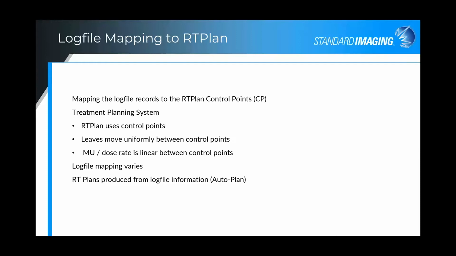And as we can generate these RT plans based on the log files, you can have more control points if your system will allow it, so that you can get more granular detail about what's really going on during the delivery. I would say the log file mapping varies and is dependent on the log file type. For example, the Dynalog file contains no control point mapping, but the trajectory log file, on the other hand, is much easier to map and match to the RT plan control points, because it has direct fractional control points specified within the log file. And I think I stated previously that between control points, we assume, as does the treatment planning software, that the leaves move uniformly and that the monitor unit is delivered uniformly between control points.